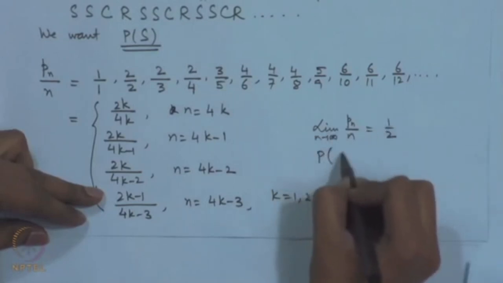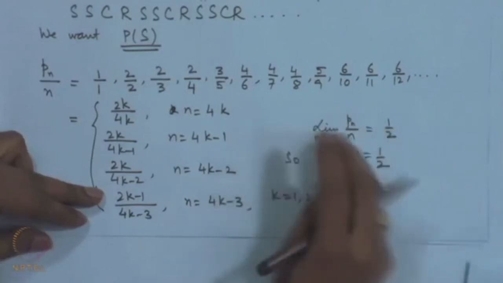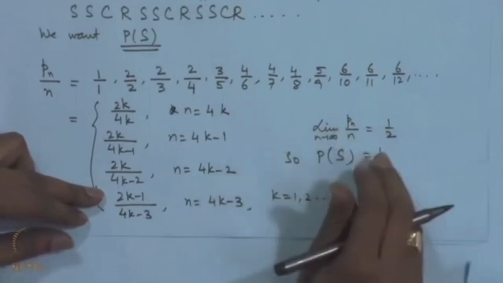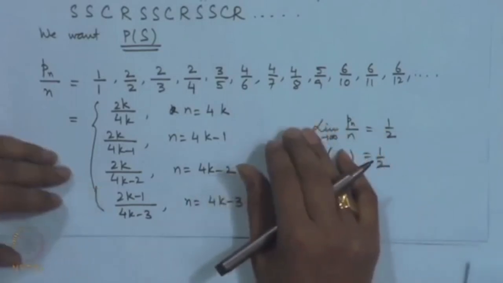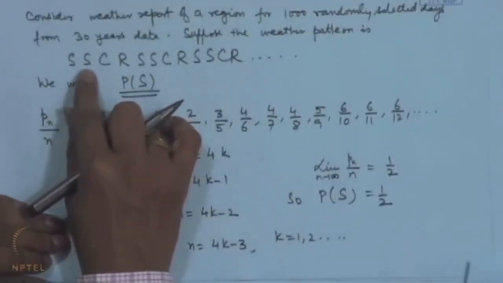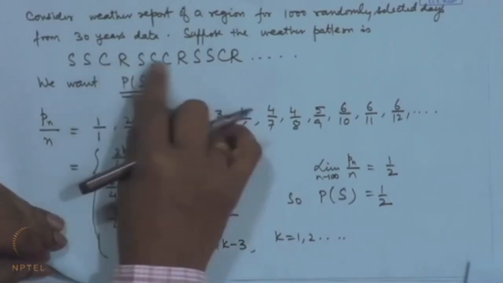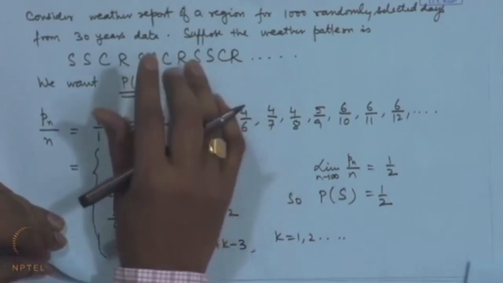So, the probability of a sunny day is equal to half. So, this is an experimental demonstration of this method of the relative frequency. Here, if you see two sunny days followed by two non-sunny days, if that is the pattern, then definitely the probability of a sunny day over a period of time should be half.